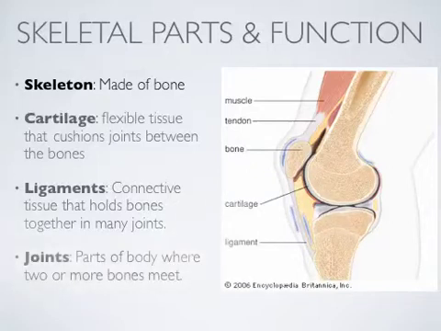So our final part is joints. This is part of the body where you have 2 or more bones meeting. So in the picture to the right, you can see there are 3 parts of the knee joint that are meeting and coming together, and they're being held together by the ligaments. There's cartilage in between the bones, and then those ligaments, those tendons are attaching the bones to the muscles in order to move.